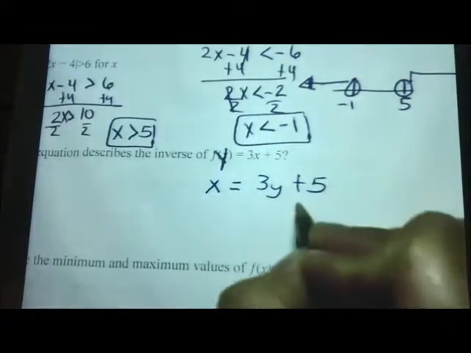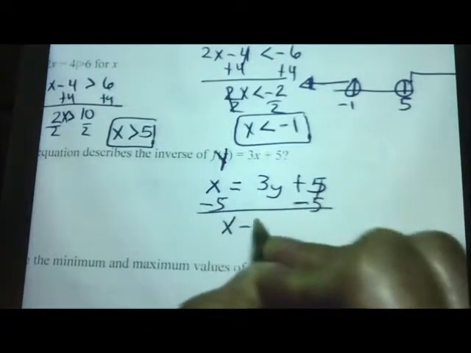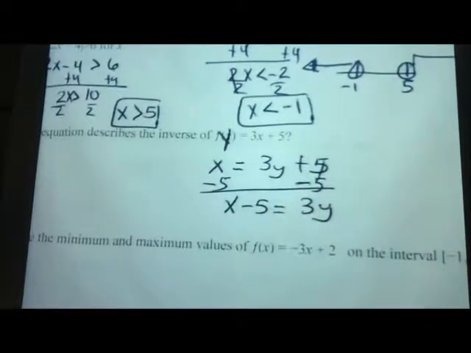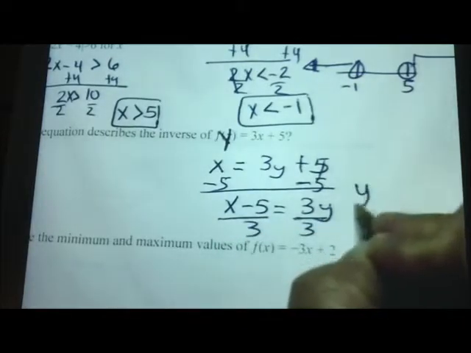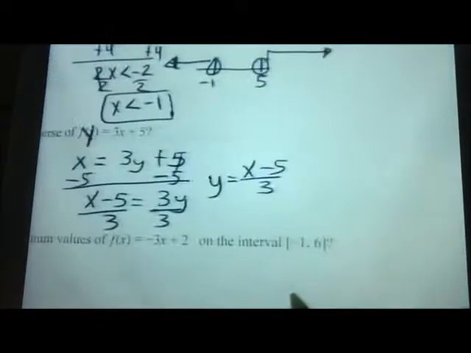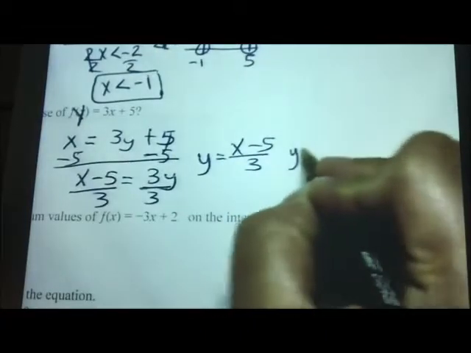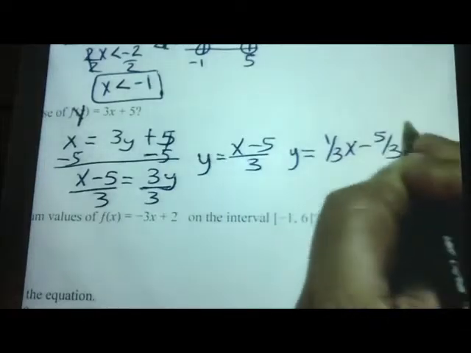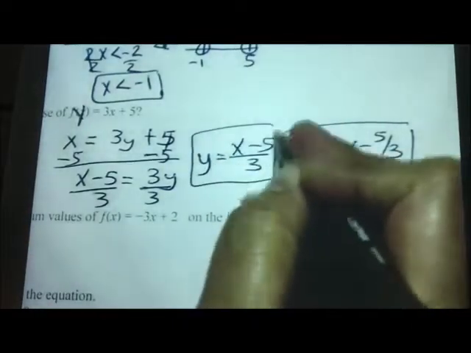So how would I solve for the new y? Subtract 5, subtract 5. x minus 5 equals 3y. Then we need to divide everything by 3. So we get y equals x minus 5 over 3. Or they might break that into 2 fractions, which is y equals 1/3 x minus 5/3. Whichever way they give it to you, it's the same thing.